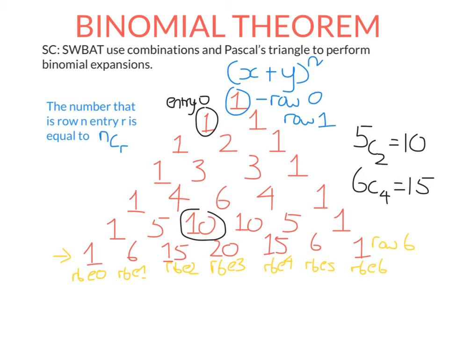So how can we possibly use that to perform binomial expansions like this? Well, let's have a look on the next slide. So I've drawn up Pascal's triangle for you here. Let's use this to quickly do the expansion of (x + y) to the power of 3. As a binomial expansion, that's (x + y) multiplied by itself 3 times.